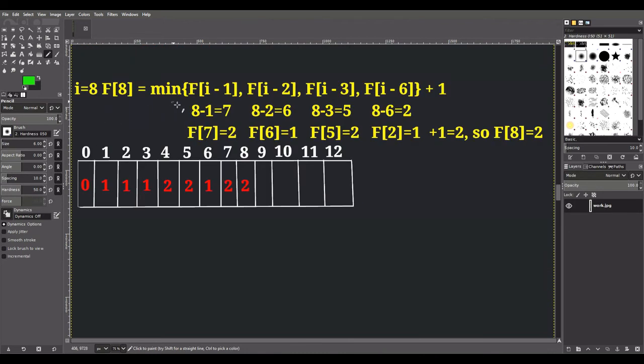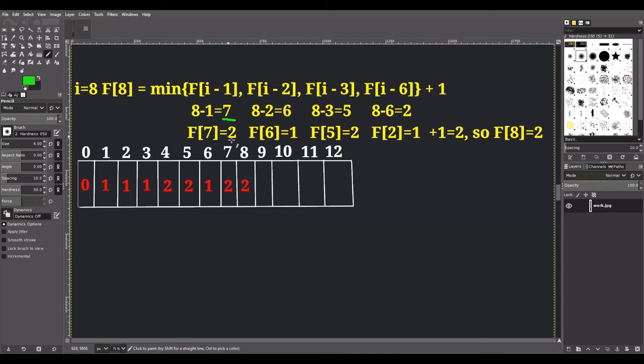f of 8 is equal to the minimum of f of i minus 1, f of i minus 2, f of i minus 3, or f of i minus 6 with 1 added at the end. So 8 minus 1 is 7, 8 minus 2 is 6, 8 minus 3 is 5, and 8 minus 6 is 2. So what's at index 7?